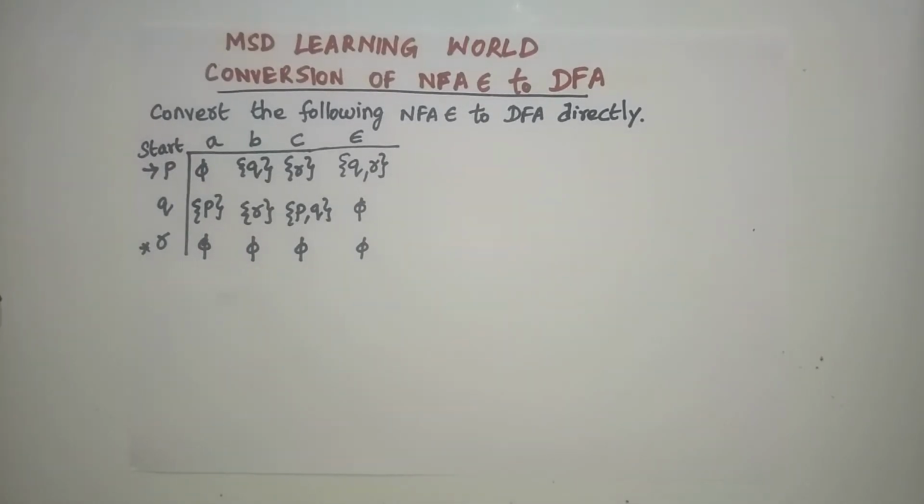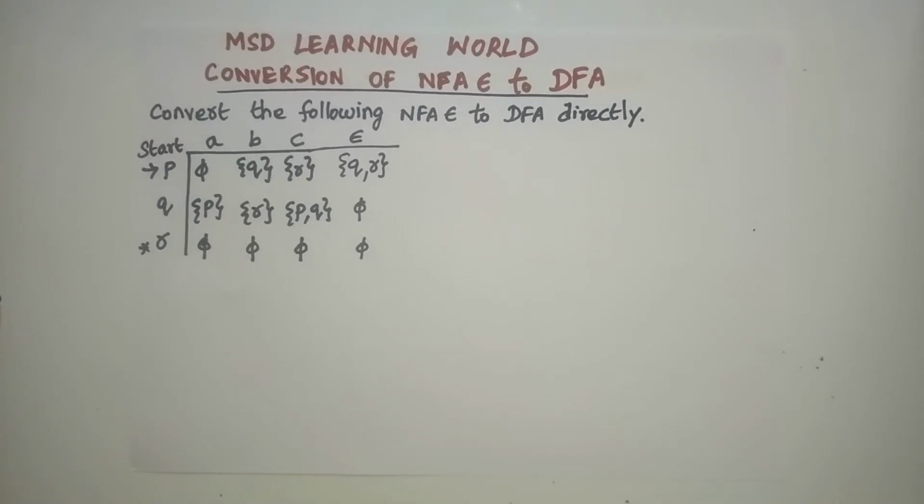In this video, we are going to see the conversion of NFA epsilon machine to deterministic finite automata. Here, it is a direct conversion procedure from NFA epsilon machine. Here, we are not going to see the conversion of NFA epsilon to NFA, then to DFA. That is another way of process.